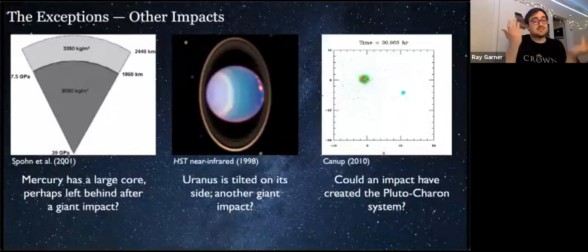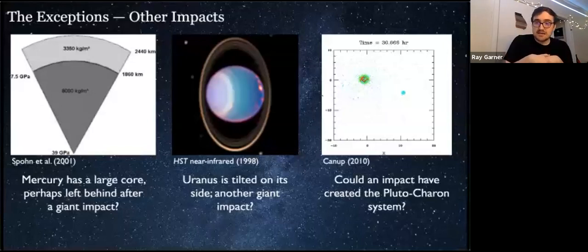In the middle, Uranus famously is tilted on its side. Perhaps another giant impact during its formation history caused it to flip on its side. And on the right is the end result of a simulation of an impact at Pluto that, at least according to this simulation, formed Pluto and its moon Charon and caused them to be tidally locked.